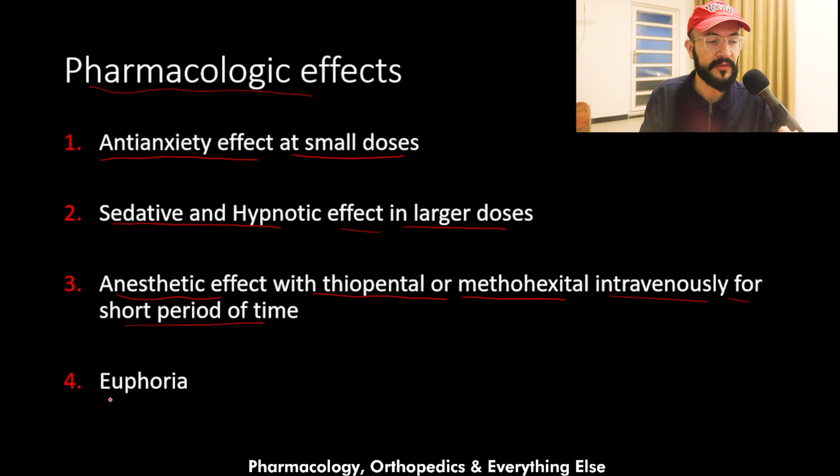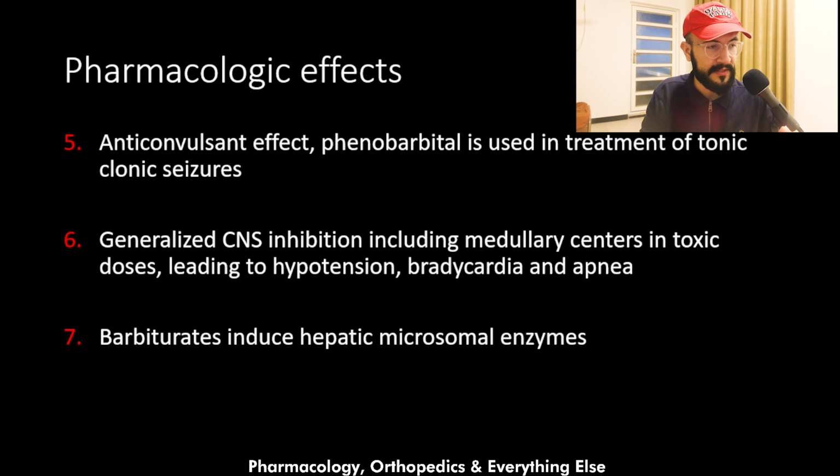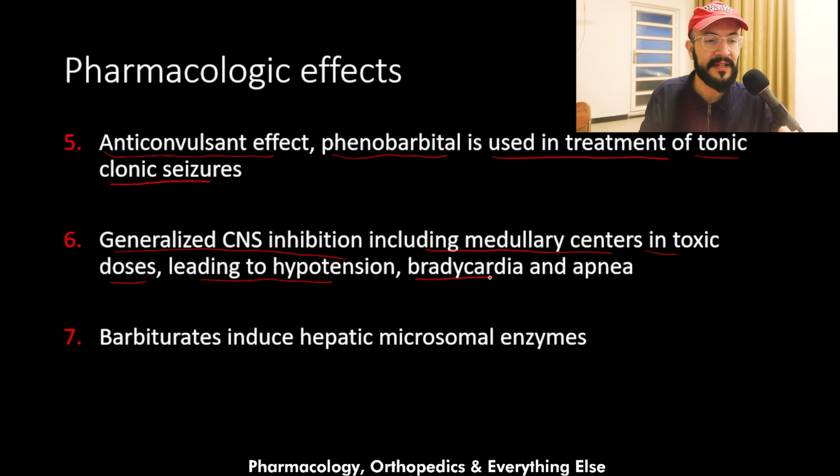Barbiturates also lead to a euphoric effect, which is a pleasant effect that occurs when taking these medications, and that is why they are abused by some people. They also lead to an anticonvulsant effect because they inhibit nerve transmission, especially phenobarbital, which is used in treatment of tonic-clonic seizures. And they also lead to generalized CNS inhibition, including the medullary centers in toxic doses, leading to hypotension, bradycardia, and apnea.